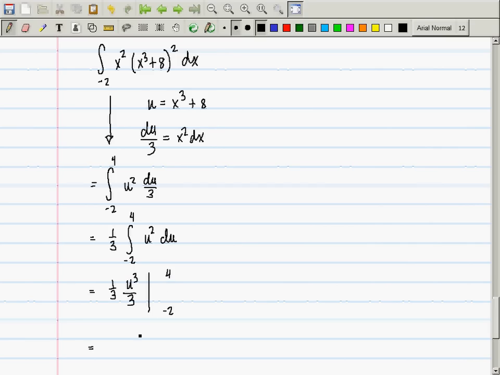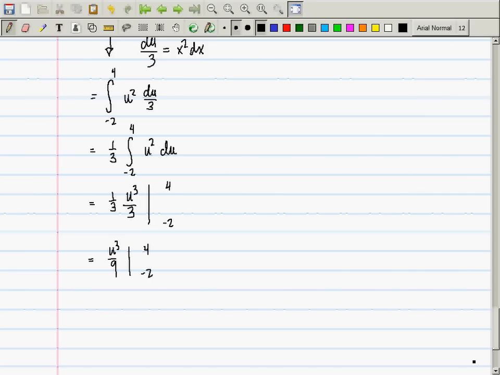So now I'll finally make the mistake. Okay. So I'll do it like this. One more step so it's simplified: u cubed over 9, evaluated from negative 2 to 4. Okay, so now I'll make the mistake. This should be 4 cubed over 9, and then minus negative 2 cubed over 9. And now the last line is emphatically not correct. So what's happened here?